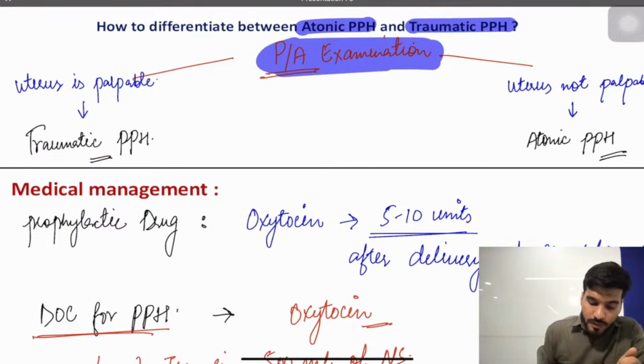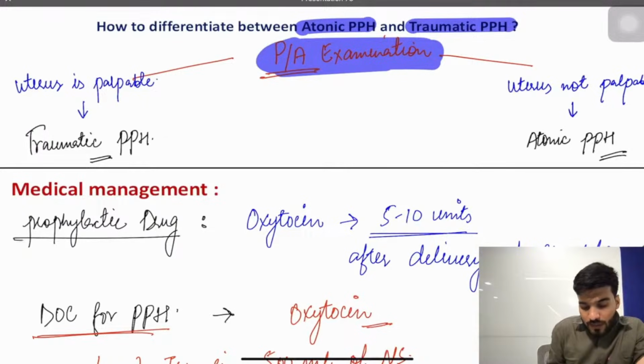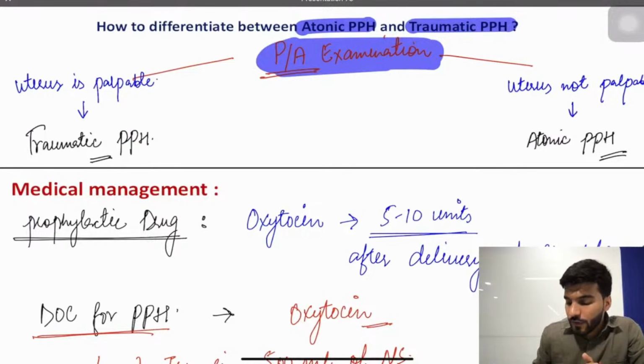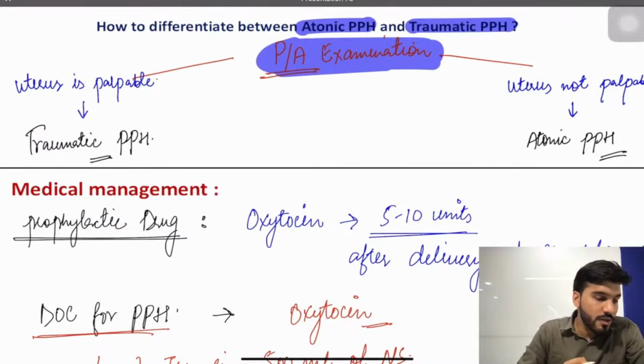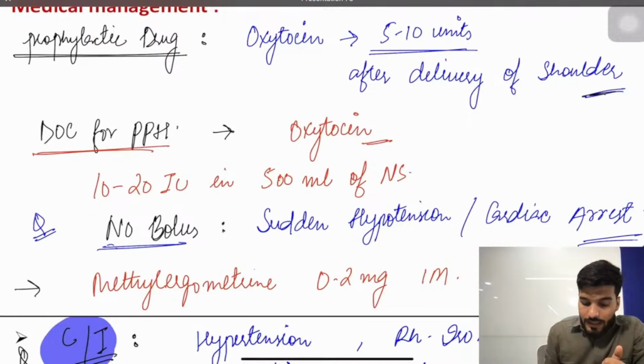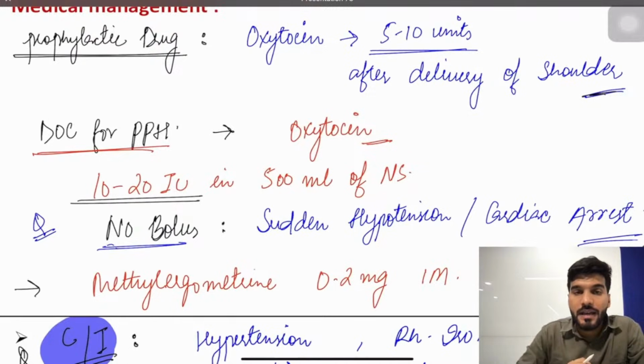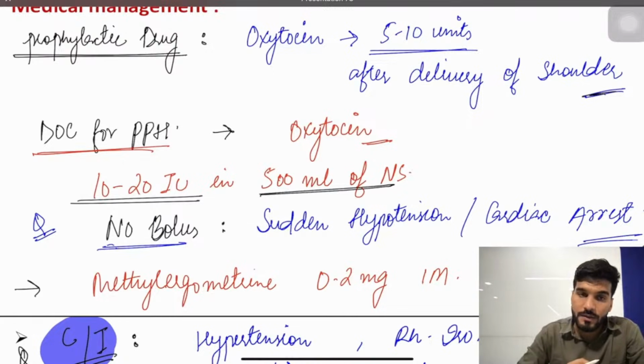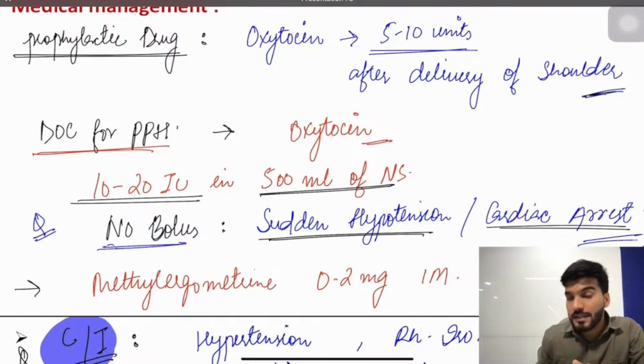Okay, medical management, the prophylactic drug that we are going to start is oxytocin. How much oxytocin are we giving? We are giving oxytocin 5 to 10 units, after the delivery of the shoulders, as per the AMTSL. And the drug of choice, if the treatment of postpartum hemorrhage is to be asked, that drug of choice again is going to be oxytocin. How much? Sir, 10 to 20 international units, in 500 ml of NS. Okay, no bolus. If we give a bolus, it will cause sudden hypotension or cardiac arrest. That's why it is always advised to give this in a drip form.